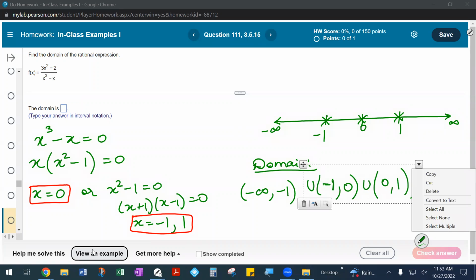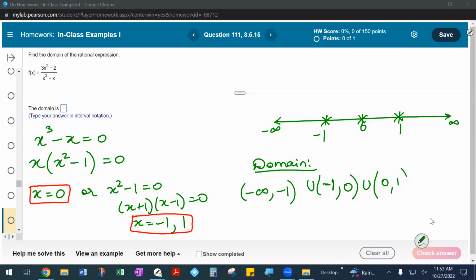Seriously? Tell me that last one again. 1 to positive infinity. Alrighty, so negative infinity to -1, which would of course be this little section here. -1 to 0 would be the second, 0 to 1, and 1 to infinity. Perfect, very nice.